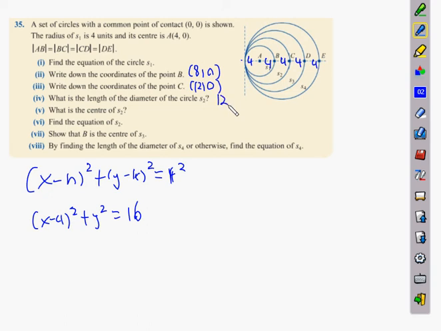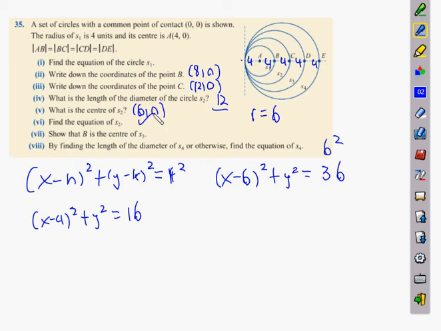What's the centre of S2? 6, 0. The equation of S2: x minus 6 squared plus y squared equals, the radius is 6, so 6 squared, 36. Done.